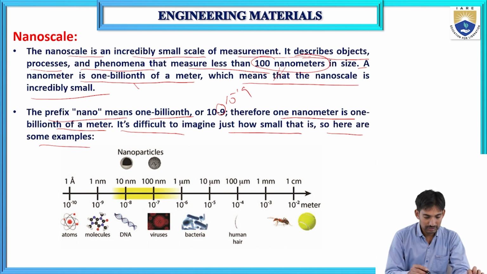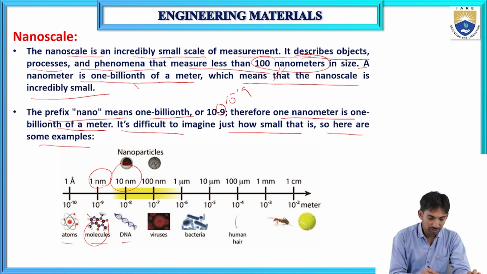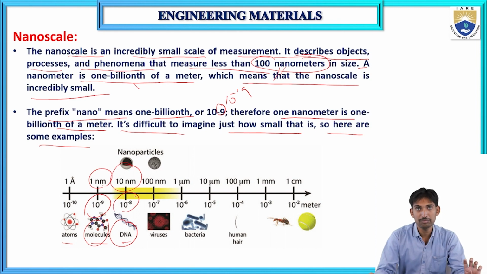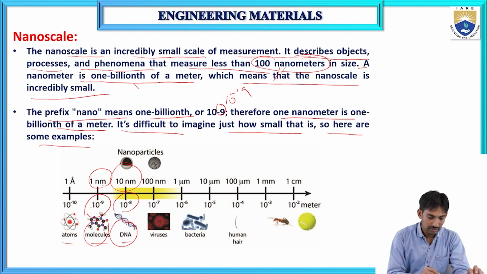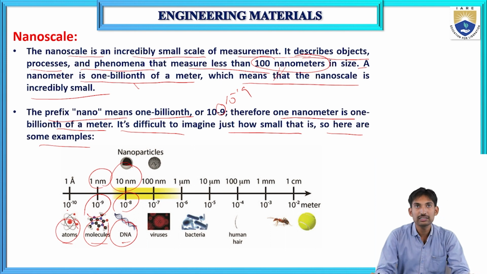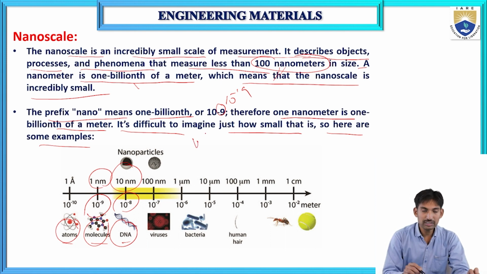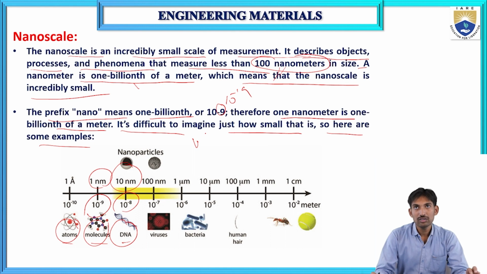Atoms, molecules, DNA. The molecule size is 1 nanometer, meaning 10 to the power of minus 9 meter. The DNA size is 10 nanometers. The atom size is 1 angstrom, nothing but 10 to the power of minus 10 meters. These are the examples for the nanoscale or nano-sized particles.